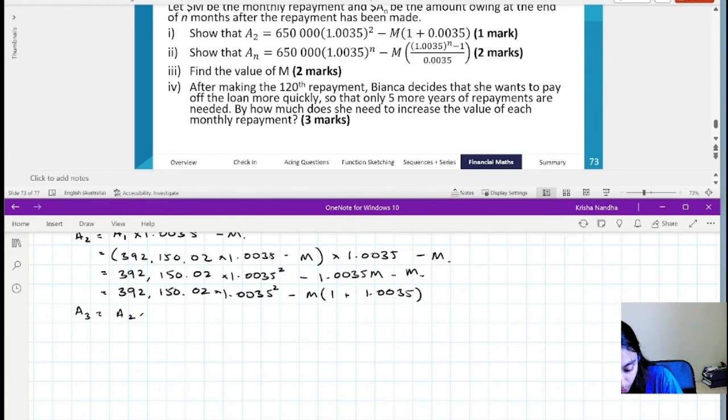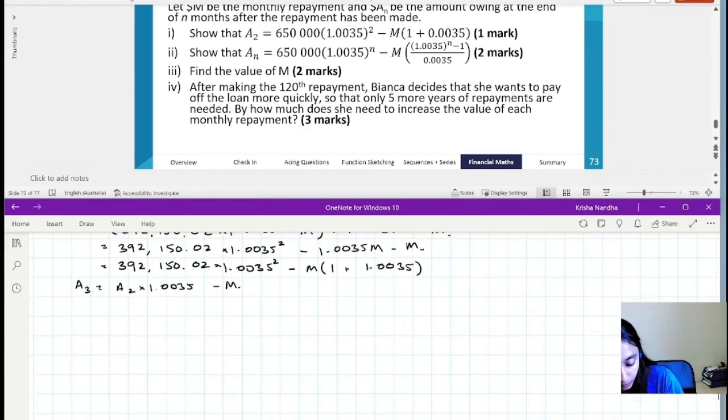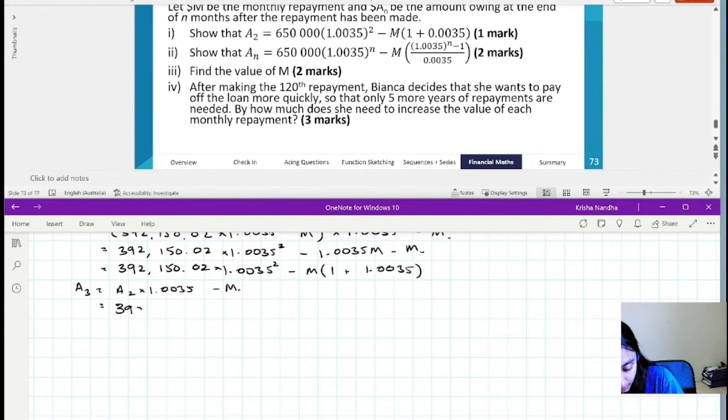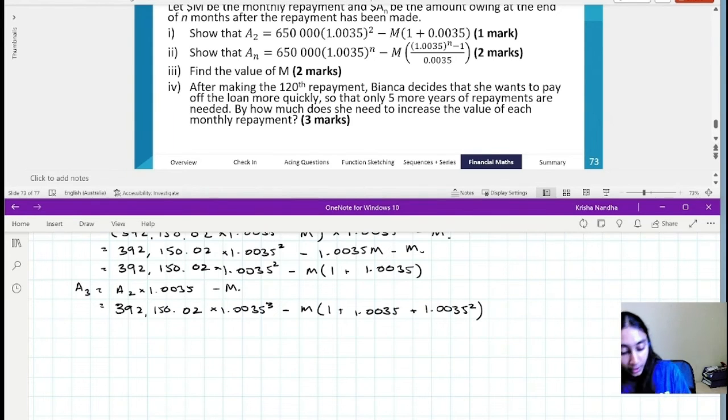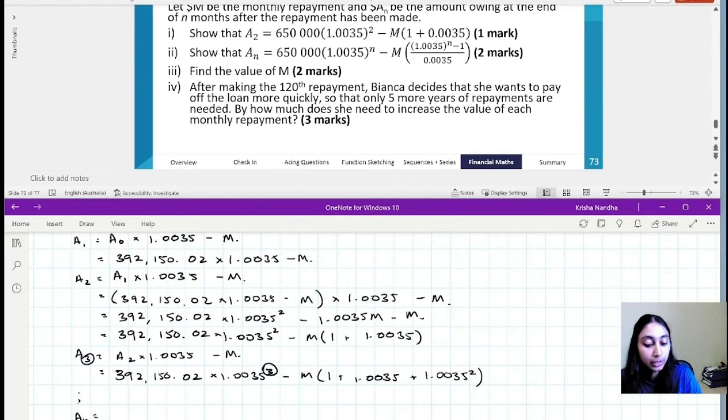A3 will be equal to A2 times 1.0035 minus m. That's going to follow that same pattern. So 392,150.02 times 1.0035 cubed minus m times (1 plus 1.0035 plus 1.0035 squared). Now I'm going to extrapolate what my An is going to look like. Let's take a look at our powers again. When n is equal to 3, our highest power is 3. Same thing happens at 2 and same thing happens at 1.